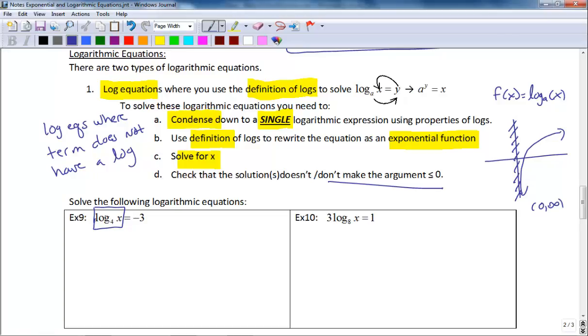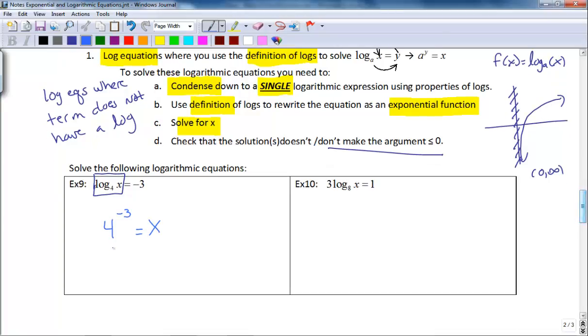So remember how that works. First, I identify what the base is. Well, my base is 4. So 4, and then I switch. This -3 now is the power that 4 is raised to, and my argument goes on the other side. So I end up with 4 to the -3 is equal to x. All that's left is to solve for x. Well, 4 to the -3 is really 1 over 4 cubed, and 1 over 4 cubed is 1 over 64. So for here, x is equal to 1 over 64.